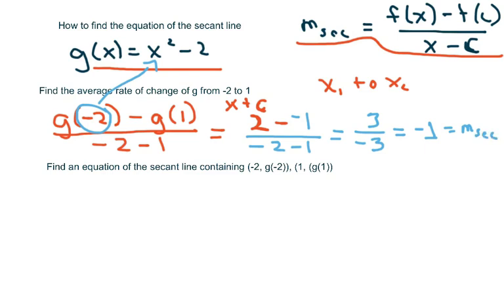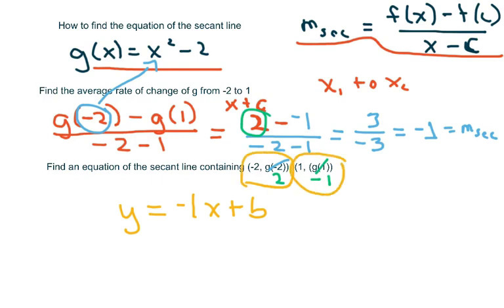Okay? Now, we already found g of -2, which was 2. And we already found g of 1, which was -1. And so all we have to do now is write the equation of the line. So what you're doing is what you did in Algebra 1. So my slope is -1, so y = -1x plus b. I plug in one of these points, this one or this one. Take your pick. I'll go ahead and plug in this last one.